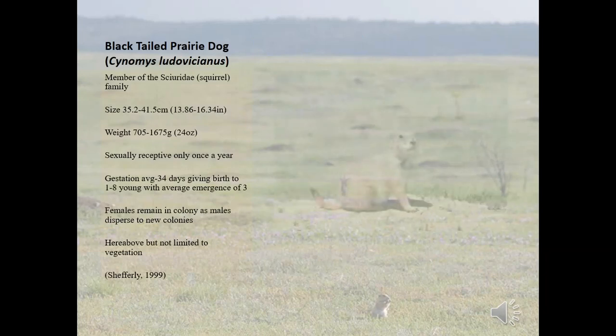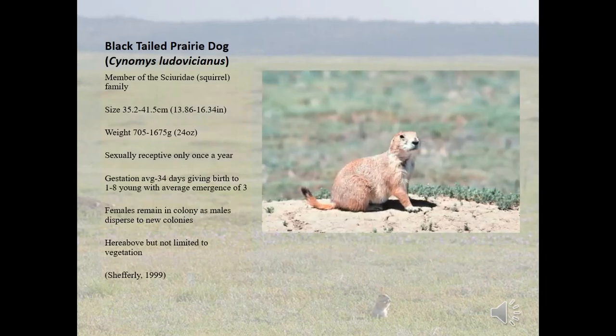There are 5 species labeled prairie dog, all of which are identified as ground squirrels. The black-tailed prairie dog, Cynomys ludovicianus, is a member of the Sciuridae family, like squirrels. It has an average length of 35 to 41 centimeters, with a weight ranging from 705 to 1,675 grams. The male is typically larger in both.